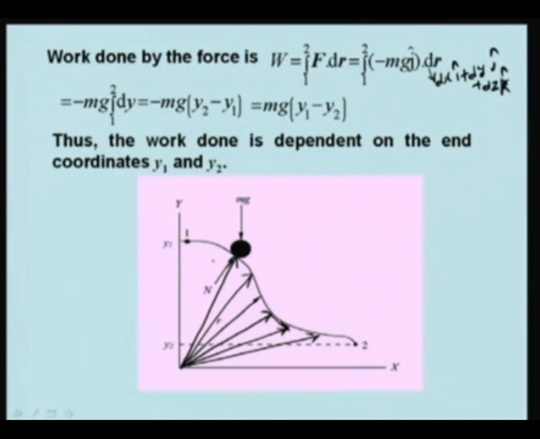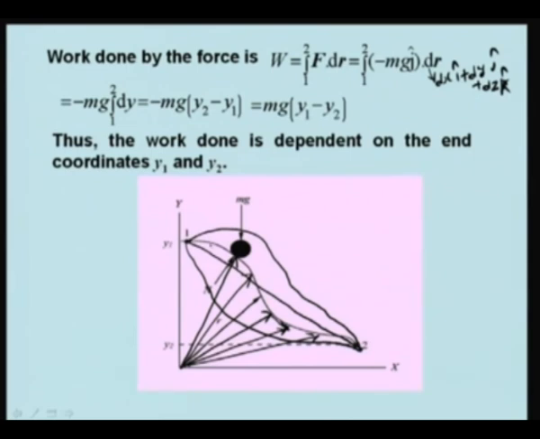The particle can adopt any path. It could have gone like this to the same point, it could have gone like this, or it could have gone in a straight line. The work done will be the same, it is dependent on the end coordinates y1 and y2. Therefore, the gravitational field will be called a conservative force field.